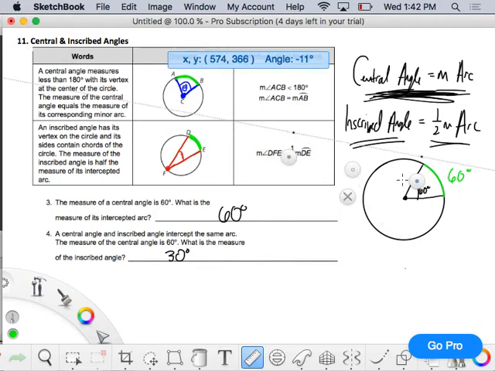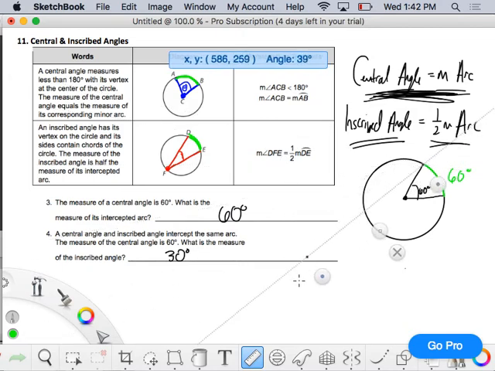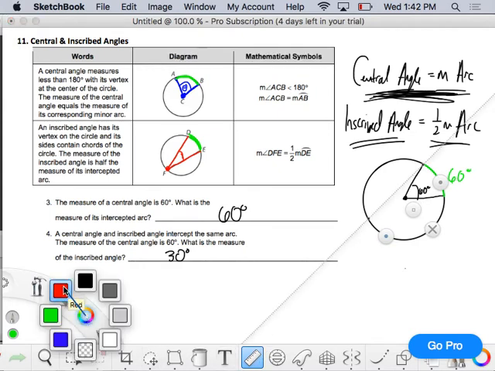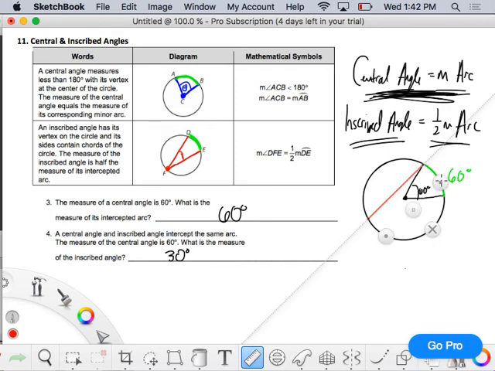Now, I'm going to draw an inscribed angle that intercepts that same arc. An inscribed angle that intercepts that arc would look something like this. You see that, guys? How that's an inscribed angle that intercepts the same arc? A central angle and an inscribed angle intercept the same arc. The measure of the central angle is 60, so I know the arc is 60. But if the arc is 60, what's the measure of the inscribed angle?